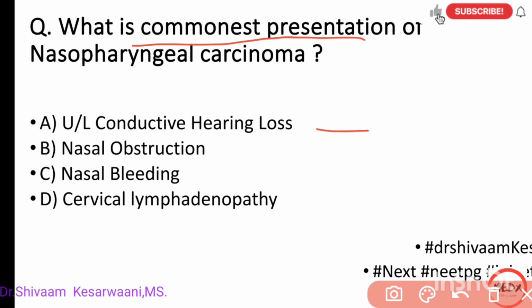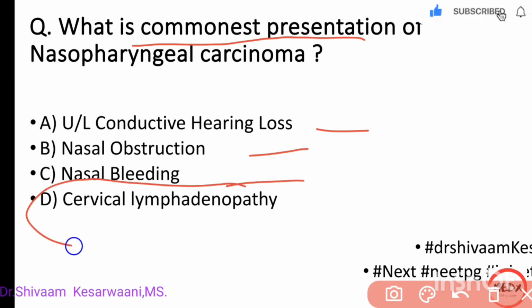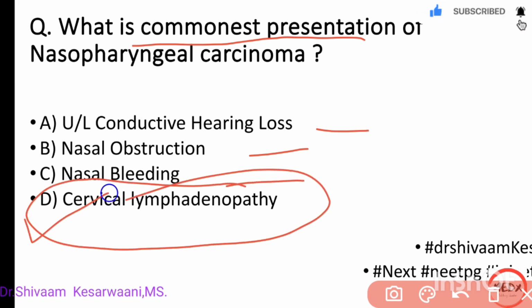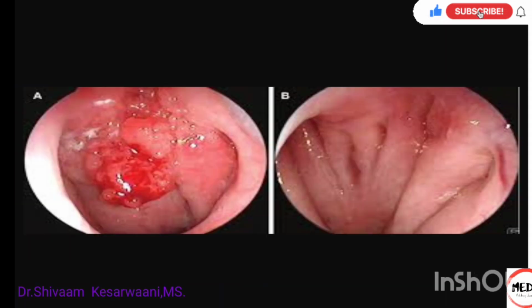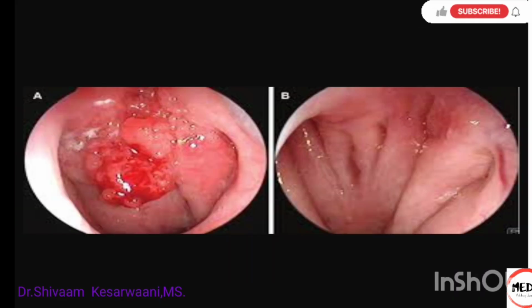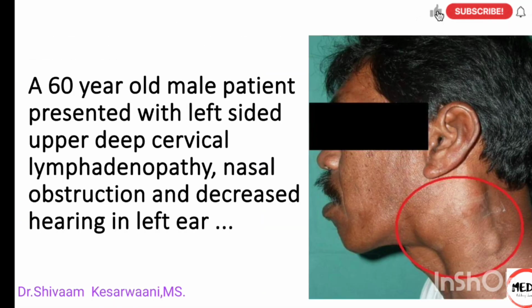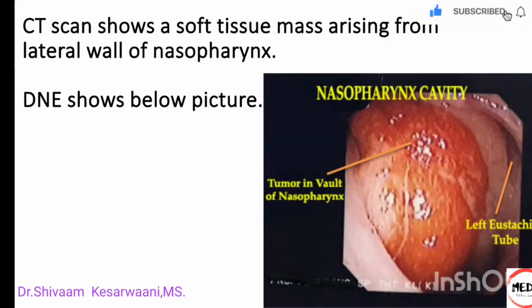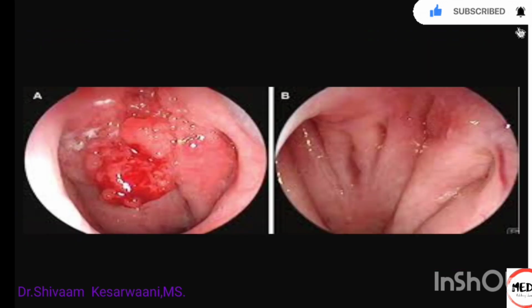Unilateral conductive hearing loss? Yes, it is seen. Nasal obstruction? It might be there. Nasal bleeding might be there. But the most common presentation is cervical lymphadenopathy, right? Why is it most common? Because usually these nasopharyngeal carcinomas present late, as metastasis to the neck. What we miss is this small mass which is growing in the back of the nasopharynx. So the diagnosis is made when we get a patient having upper deep cervical lymphadenopathy. Mostly in level 2 and level 5, these nasopharyngeal carcinomas metastasize.